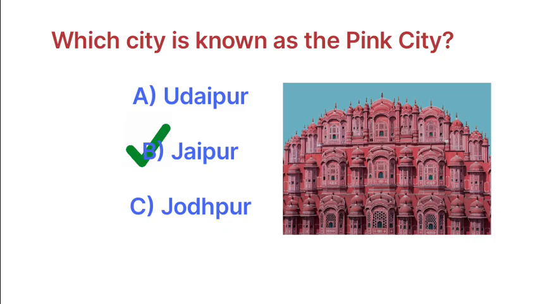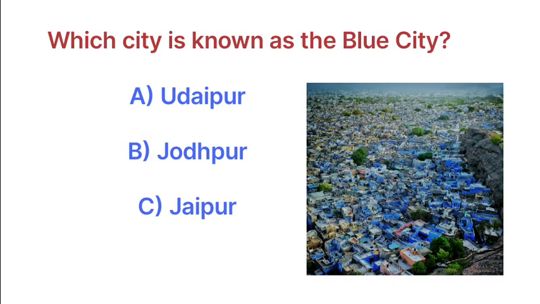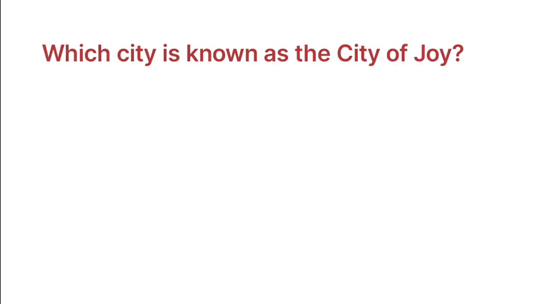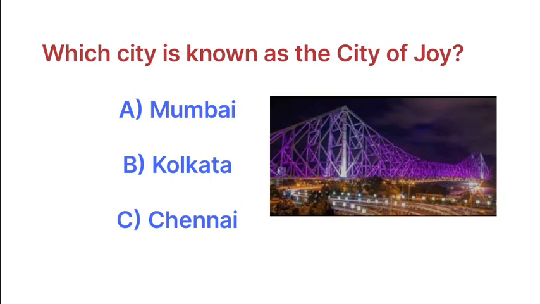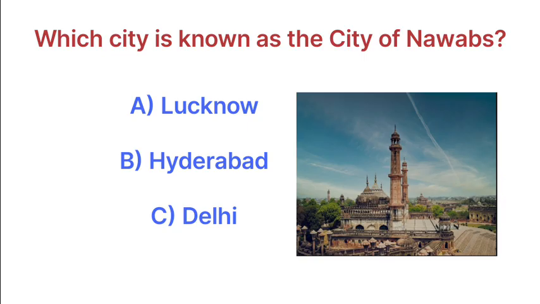Answer: Jaipur. Which city is known as the Blue City? Answer: Jodhpur. Which city is known as the City of Joy? Answer: Kolkata. Which city is known as the City of Nawabs? Answer: Lucknow.